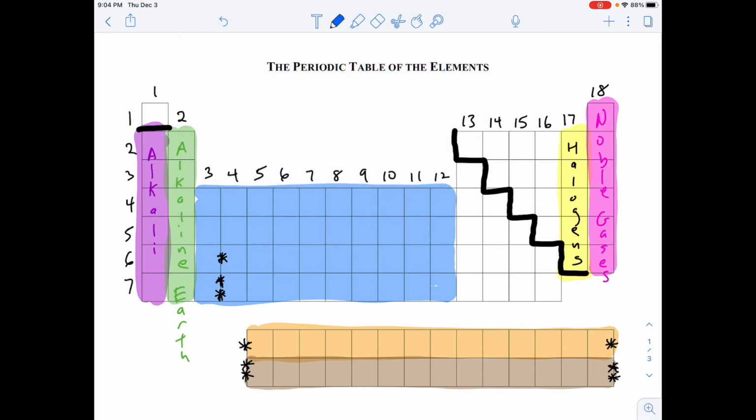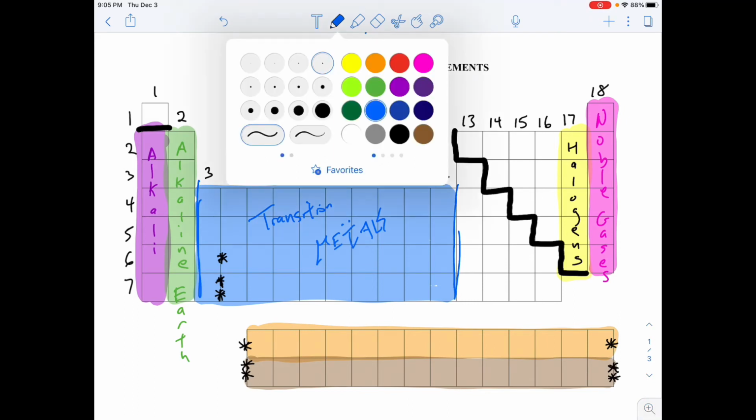This blue area in the middle, they're metals, but these have a special name, groups 3 through 12, right? So groups 3 through 12, all grouped together, are our transition metals. And again, I'm going to use my heavy metal writing because I'm a nerd, but you don't have to use the heavy metal writing. So transition metals. Sometimes some people will say transition elements. They're all metals, so they're transition metals.